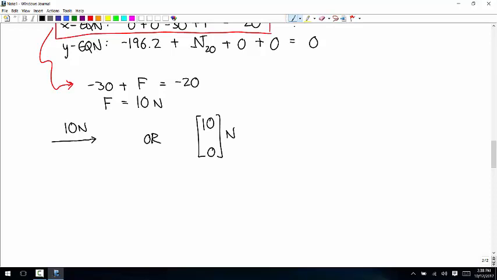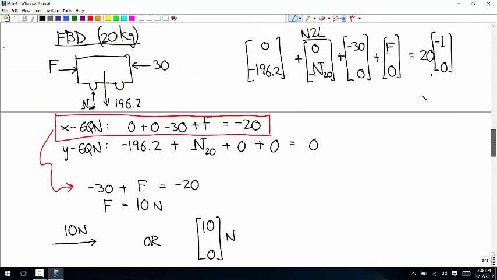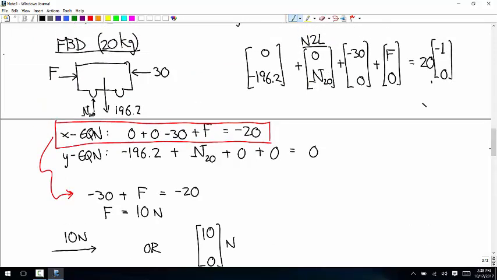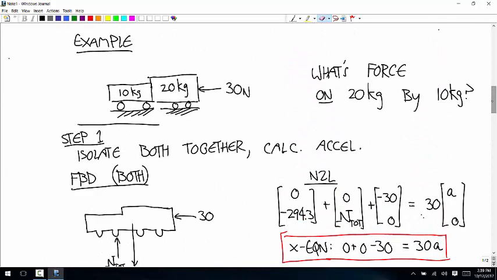Okay, so now let's figure out what's the force on the 10 kilogram cart by the 20 kilogram cart. Let me go back to the original picture. Okay, so what we know is that the force this one applies to this one is 10 newtons going that way.